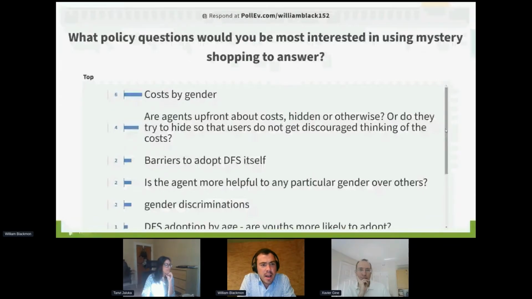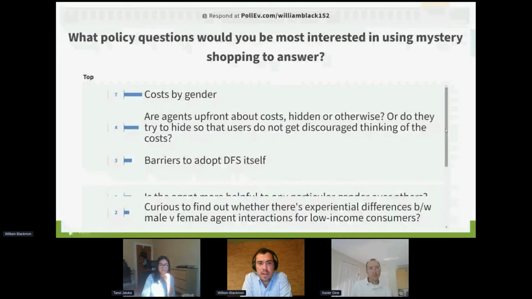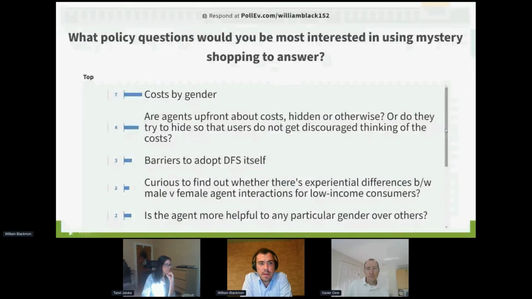So maybe I might ask if this is possible, and maybe Tanvi, you can assist. But whoever wrote the comment on costs by gender, if you would be willing, if you're able to unmute, maybe talk a little bit more about why gender discrimination is something that you and your organization are interested in, and why you think mystery shopping might help identify those areas of discrimination.